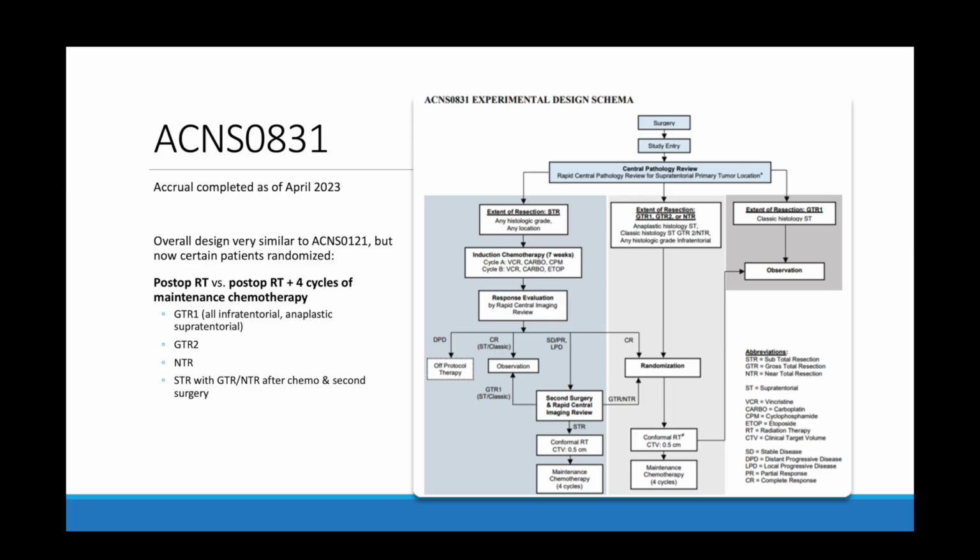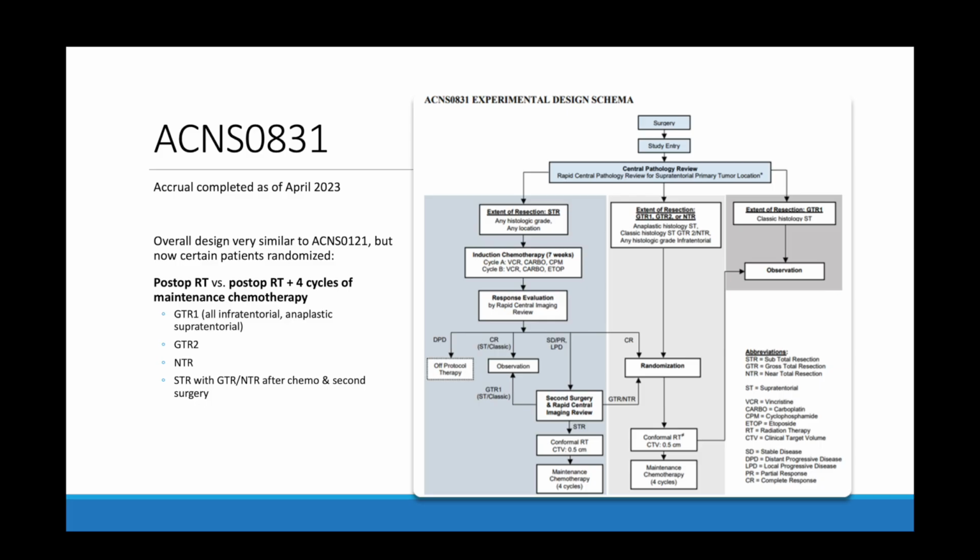So no changes there. The patients that had GTR1, GTR2, or near total resection, if they had anaplastic histology supratentorial tumors, if they had classic histology supratentorial that was either a GTR2 or a near total resection, or any grade of histology of infratentorial tumors, whether they were GTR1, 2, or near total resection, these patients were randomized to either radiation alone or radiation followed by 4 cycles of maintenance chemotherapy.